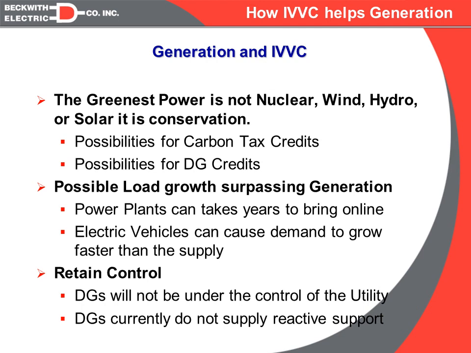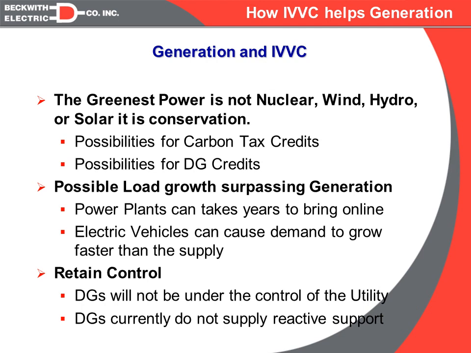And there is the possibility for carbon tax credits. So the greenest power that can be produced is not nuclear or wind or hydro or solar, but it's the power that never needed to be produced in the first place. So every megawatt we conserve is 1 megawatt we don't need to generate for. And therefore that may give us the ability in the future to have carbon tax credits or DG credits.